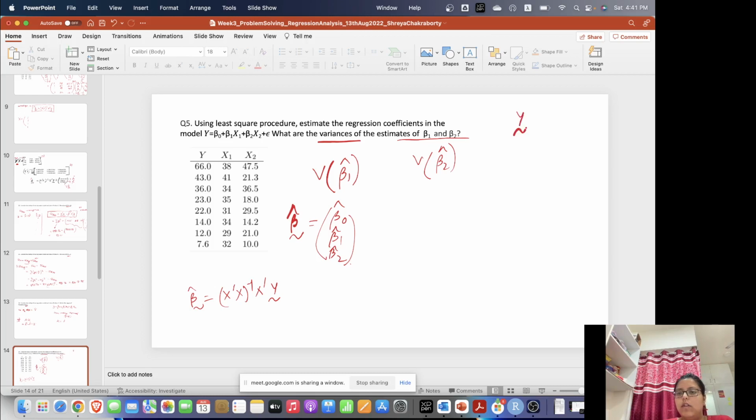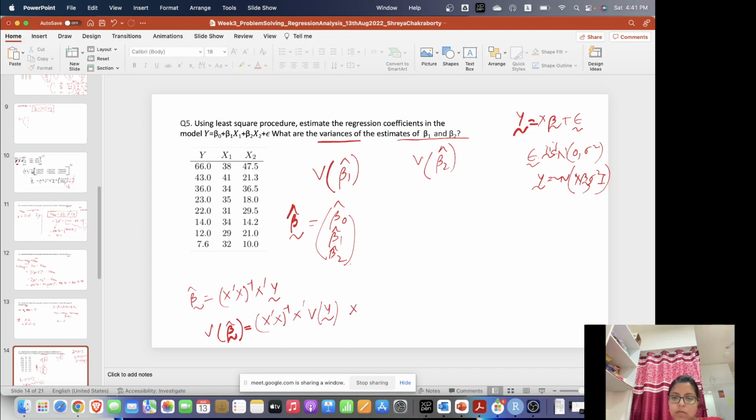So we would see that epsilons, we have taken that epsilons follow IID normal 0 sigma square. So y would follow a normal x beta sigma square I, where I is an identity matrix. So variance of beta hat would be x transpose x inverse x transpose variance of y into this entire thing transpose x transpose x inverse x, this transpose.